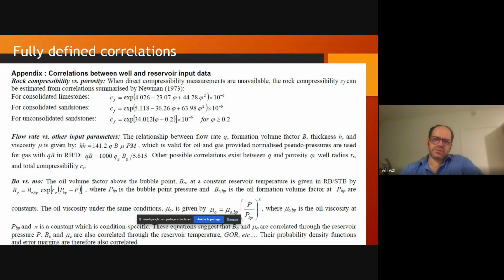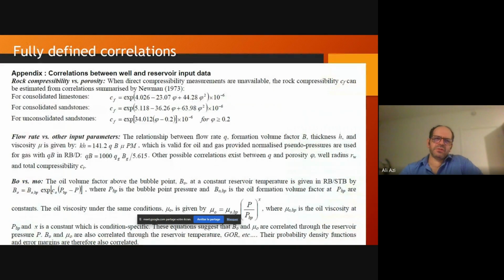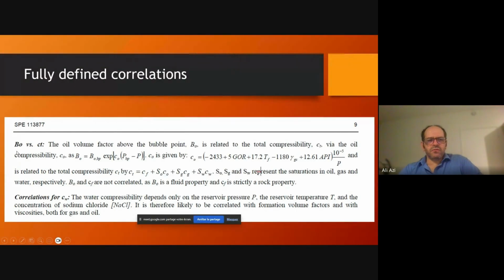And there is more to it: we don't only have correlations in the dark part, we have very specific equations that link one variable to the other. And I tried to record whatever the literature could tell us that is relatively comprehensive for all fields about rock compressibility, flow rate, oil volume factor versus other parameters, and also oil volume factor versus total compressibility, and correlations that are used for water compressibility, so that one can carry out a fully detailed job.